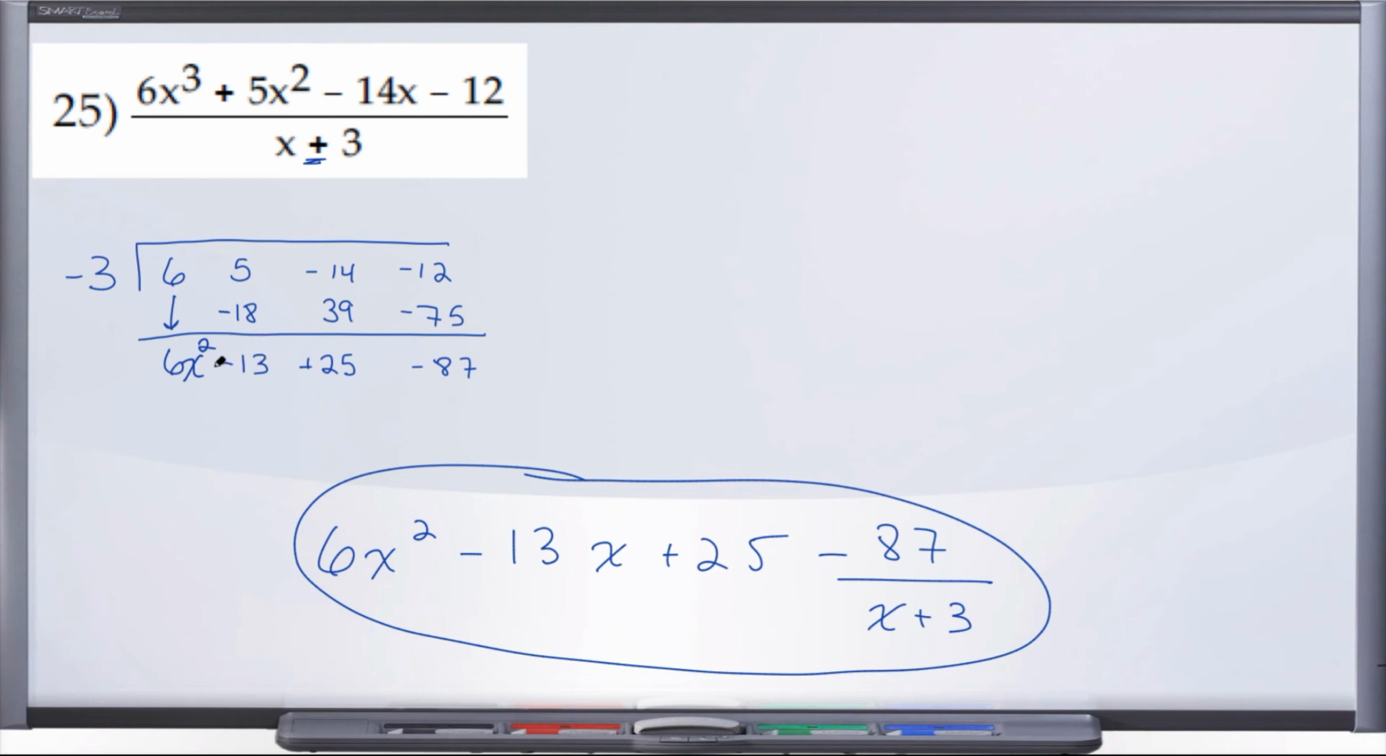And now we have minus 13. And what's 1 down from 2? Well, that's going to be x. And then plus 25. 25 doesn't get an x because what's 1 down from 1? Well, 0. So we go from 2 to 1 to none. And then again, our remainder is always the very last number in the answer row. If you end up with something other than 0 as your remainder, you have to write the remainder over the original denominator.